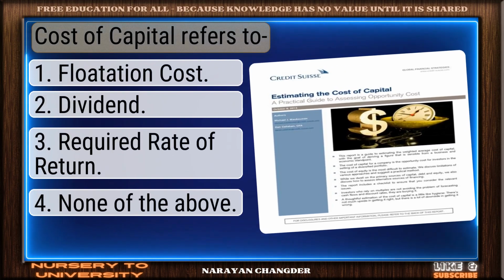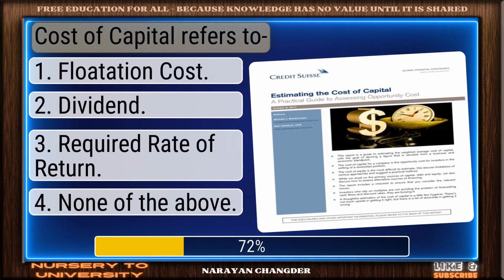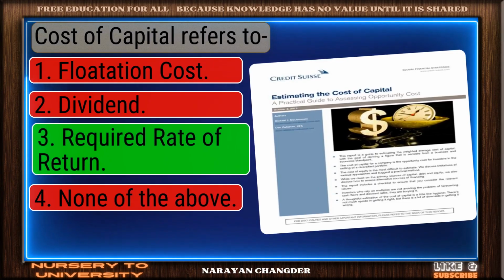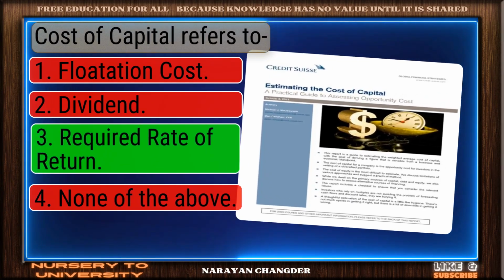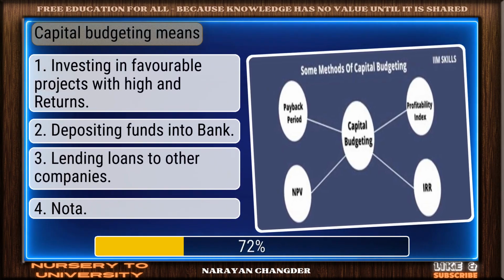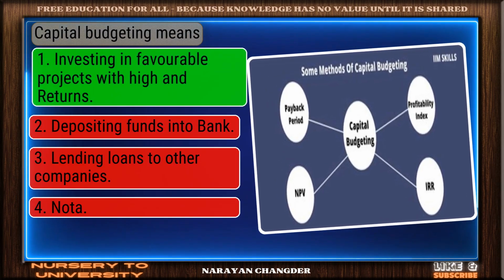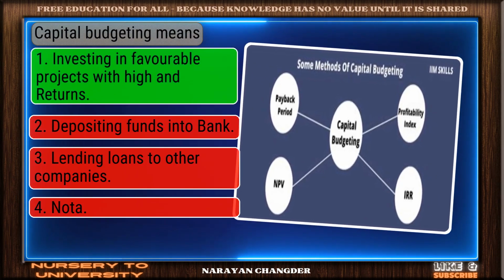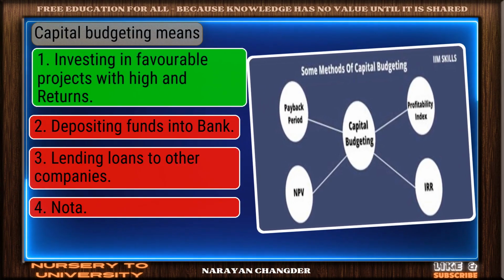Cost of capital refers to. Valid point. Required rate of return is true. Capital budgeting means. You chose investing in favorable projects with high end returns.